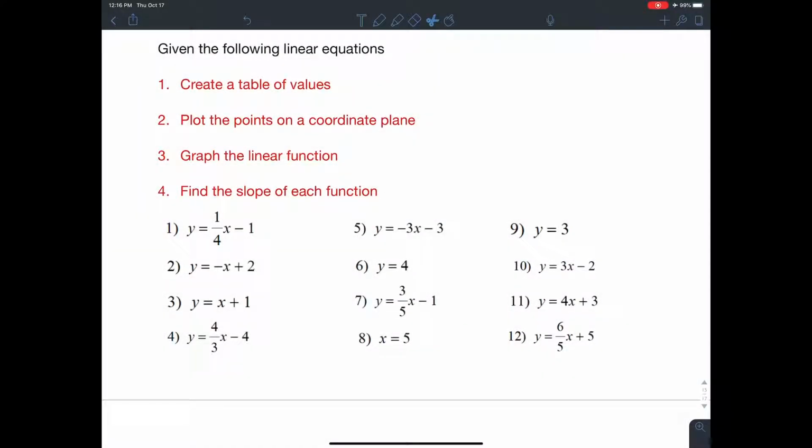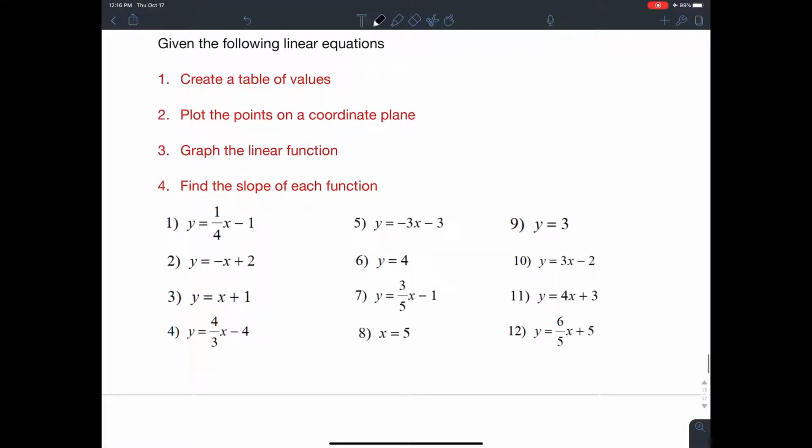All right, guys. So today I want to go over how to complete the following. We are given these linear equations here in slope-intercept form. Okay, 12 of them. We are going to create a table of values, plot the points on a coordinate plane, graph the linear function, and find the slope of each function.